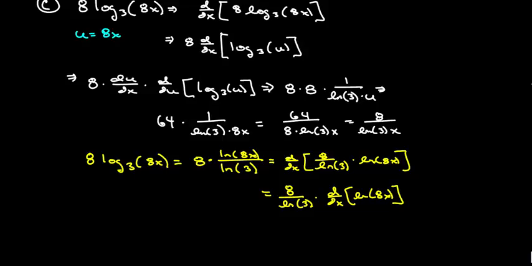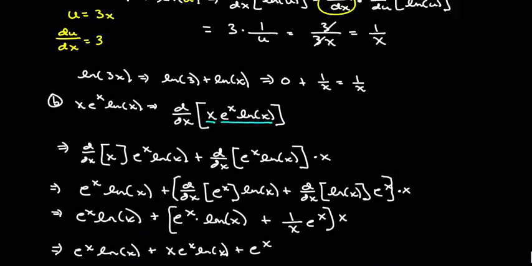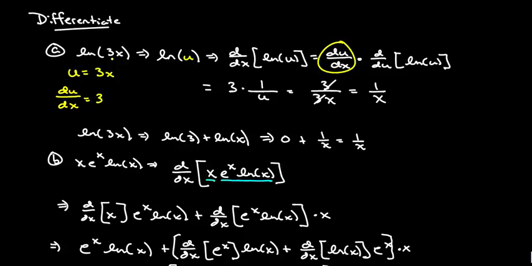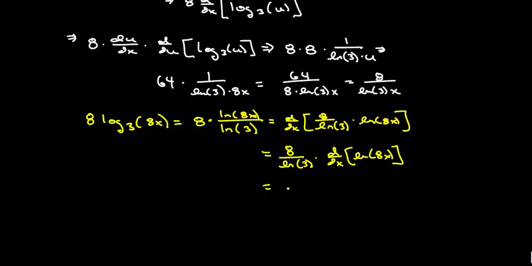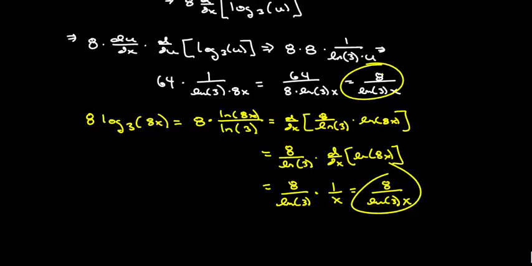And we just went through up here that the natural log of anything times x is 1 over x. So this guy right here is equal to 8 over the natural log of 3 times 1 over x, like that. Okay, so that'll give me 8 over the natural log of 3 times x. Again, it gives me the same result.